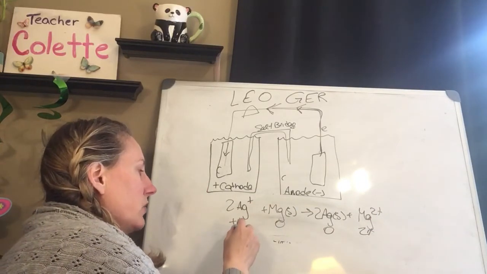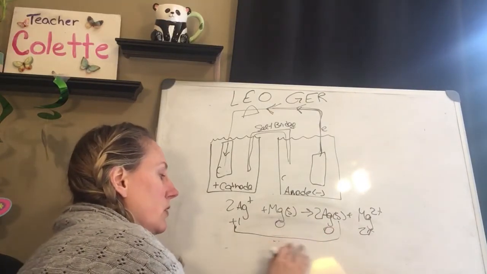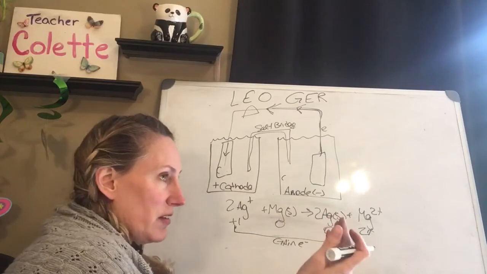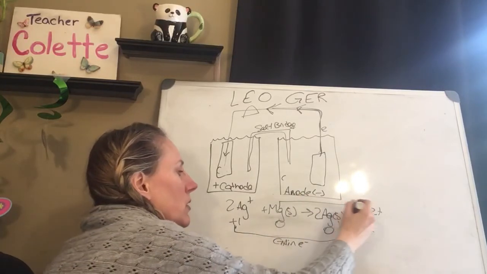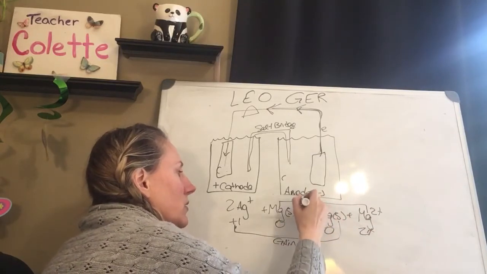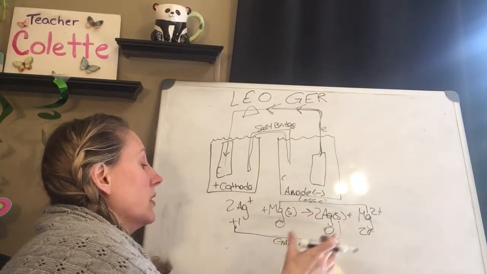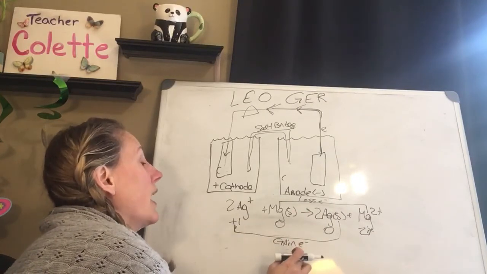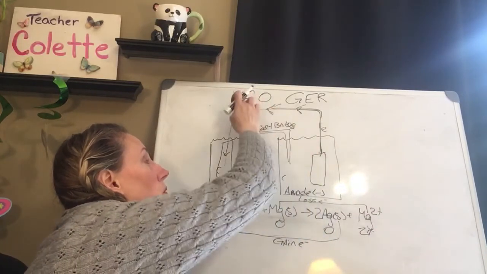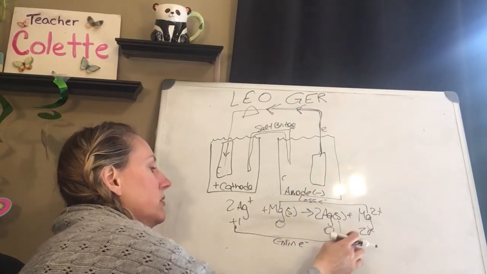So my silver is going from plus 1 to 0. So I am gaining electrons because I get less positive or more negative. Here I'm going from 0 to plus 2, so I went from 0 to positive, so I lost electrons. So I have to say that my silver was reduced, and my magnesium was oxidized. So a loss of electrons is oxidized, and a gain of electrons is reduced.